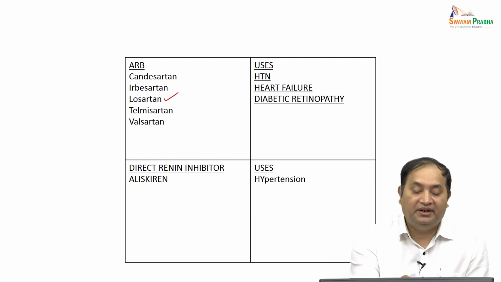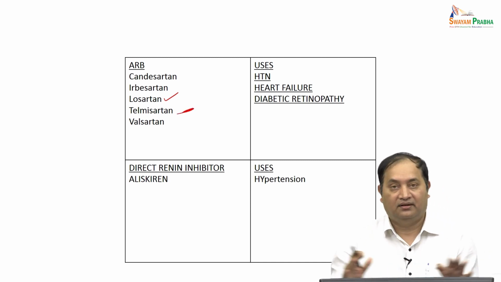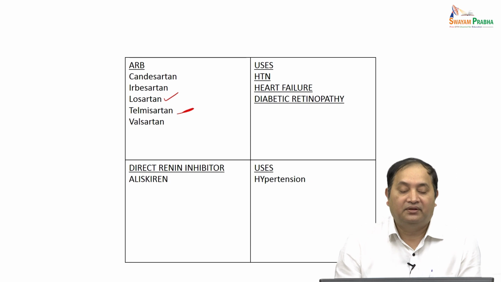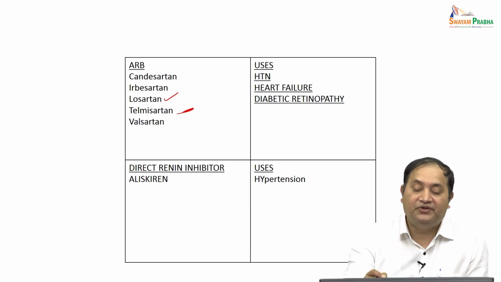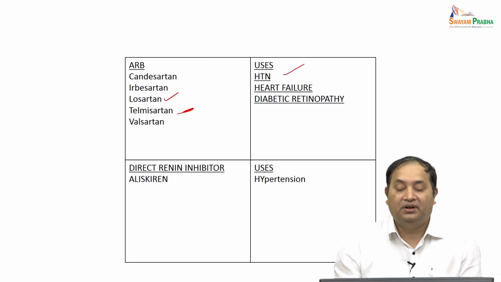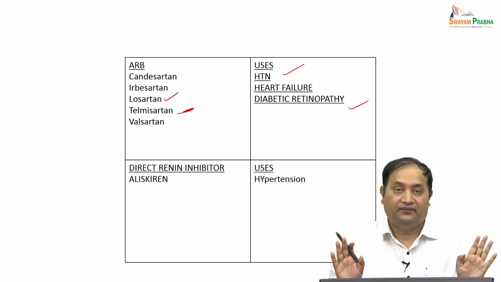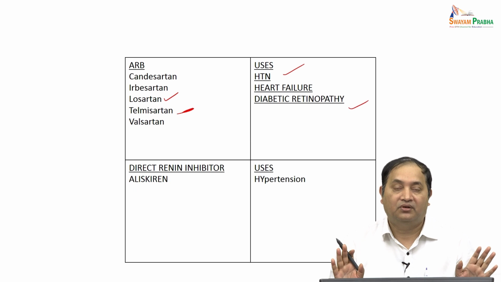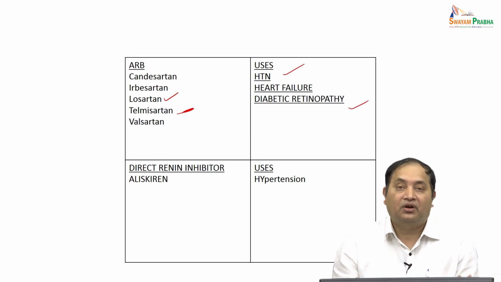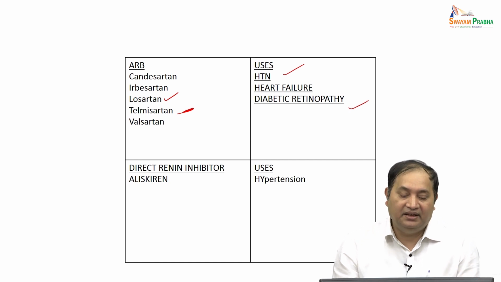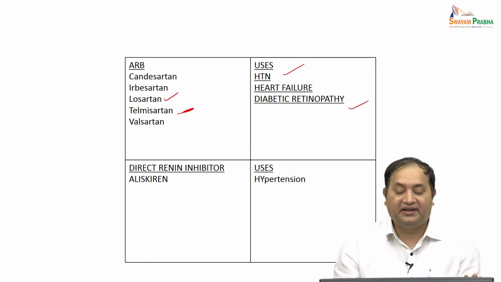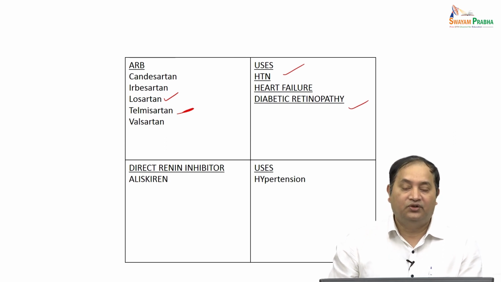Among the ARBs, telmisartan is a longer acting drug. This is used in hypertension, heart failure, or when there is a target organ problem like diabetic nephropathy. So, these drugs are commonly used. Now, we have a direct renin inhibitor like aliskiren. It is used in hypertension, and it has the advantage that, unlike ARBs, it does not cause a dry cough.